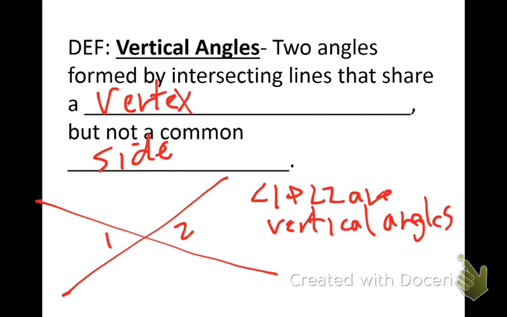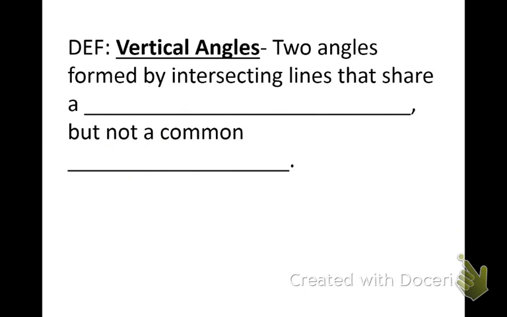A common misconception about vertical angles. Here's an example of something that is not vertical angles. Vertical angles would not look like this. 1 and 2 are across from each other, but they are not formed by the same lines, right? They have to be formed by the same lines. So 1 and 2 here are not vertical angles. So make sure you understand that.